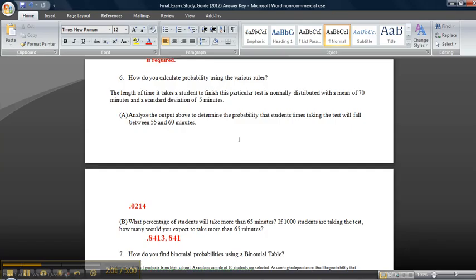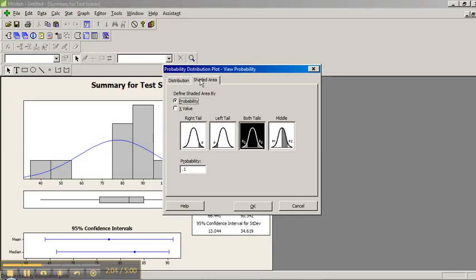Yes, it was. I'm going to go Shaded Area, and I'm going to click on X Value, and I want to know the probability that it's between 55 and 60, so I'm going to go to the middle. I'm going to type in 55 and 60. That'll give me the probability.